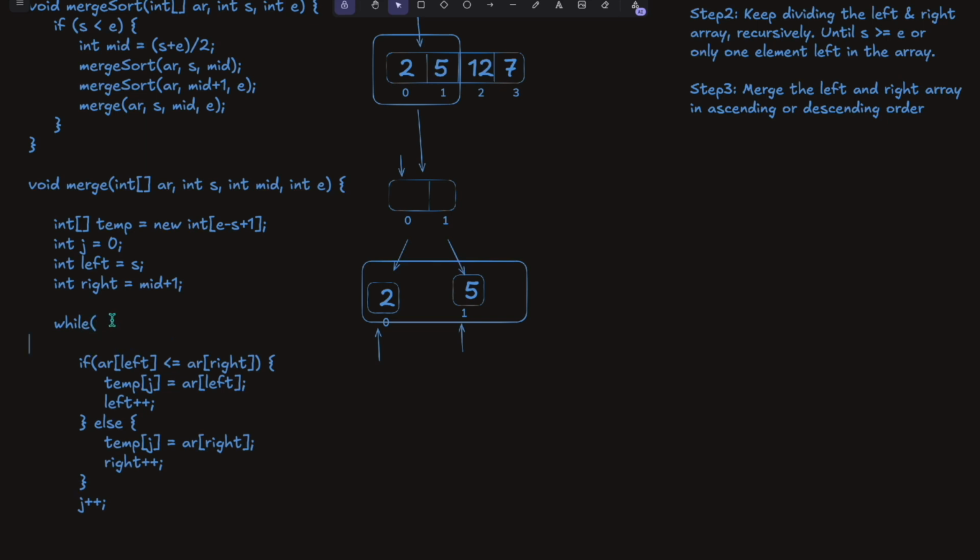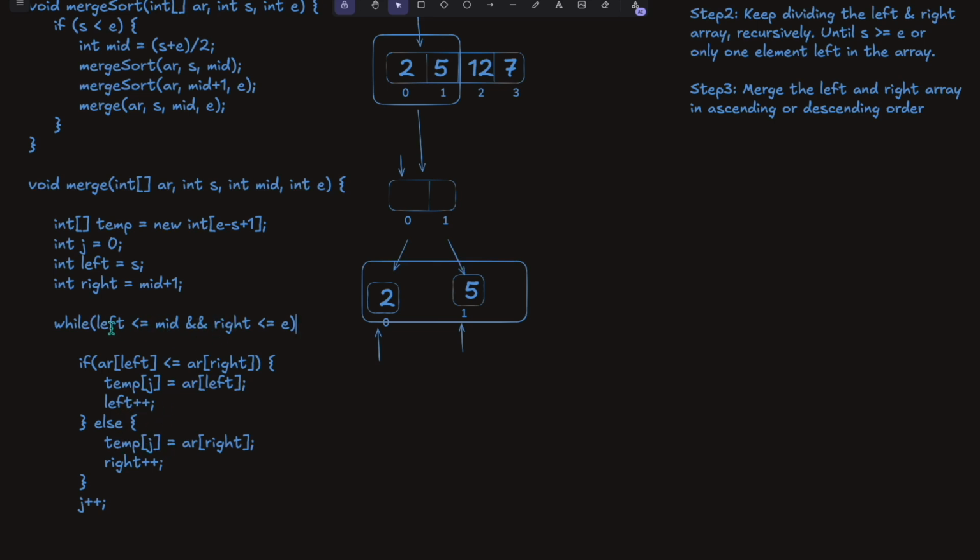While, now the condition will be something like this: when left, which is the left index, is less than or equal to the mid. So mid is nothing but the end point of the left array. Okay, so we will check from the start to the mid, that means the end point of the left array. And when right is less than or equal to e, where e is the end of the right array, and right initially will be the starting point of the right side array. Okay, so we will keep incrementing. As you can see, we are incrementing the right value and the left value, and we will keep checking until this condition is no longer satisfied.